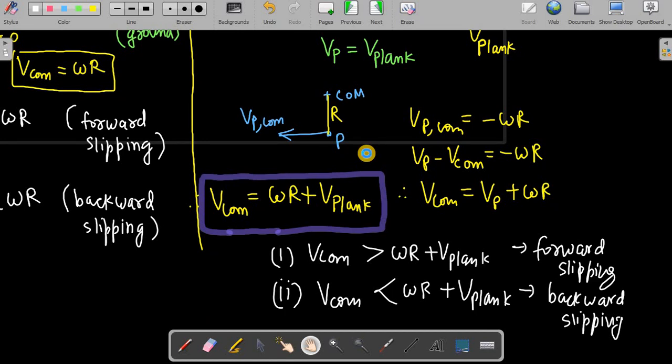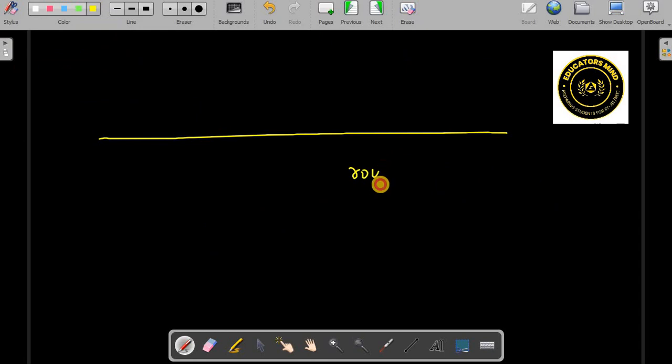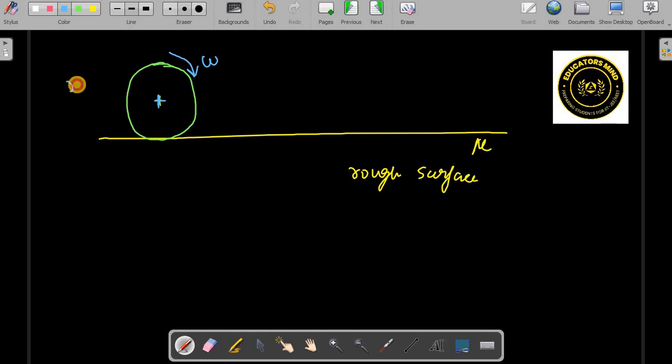But before going to that accelerated pure rolling, you can just see one condition. For example, suppose this is a rough surface, and the coefficient of friction is mu. And let's say a round object which is under rotation with angular velocity omega. It is just kept here, or it is released.